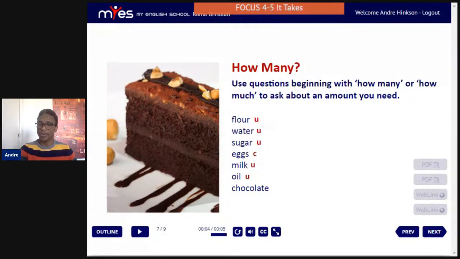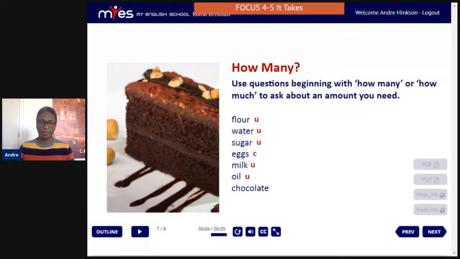And chocolate, can anyone tell me if chocolate is countable or uncountable? This one can be a little difficult for some people. Chocolate, one of my favorite things to eat. But I don't like chocolate cake. I prefer chocolate by itself, alone. So is chocolate countable or uncountable?